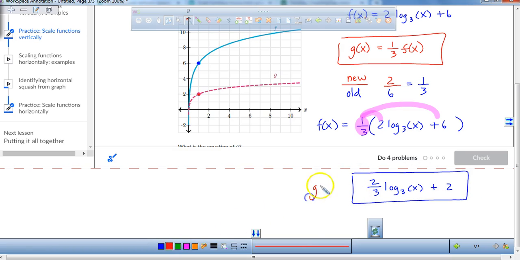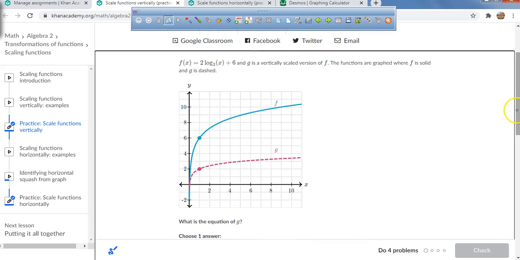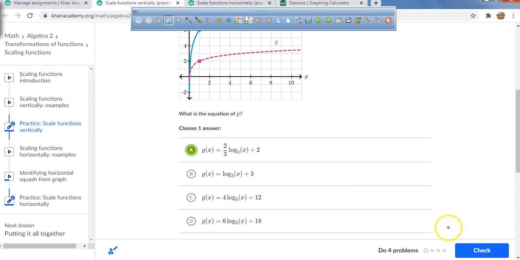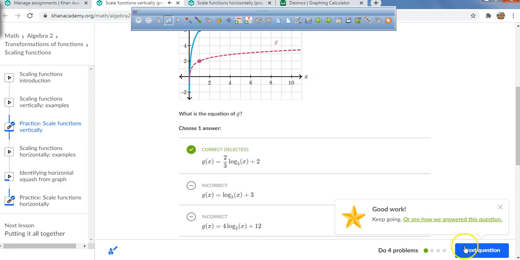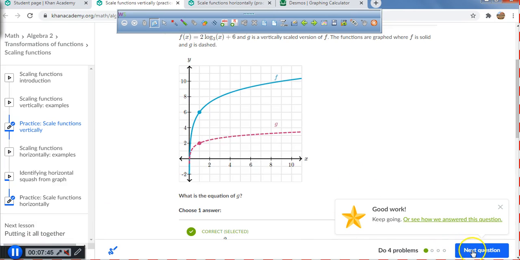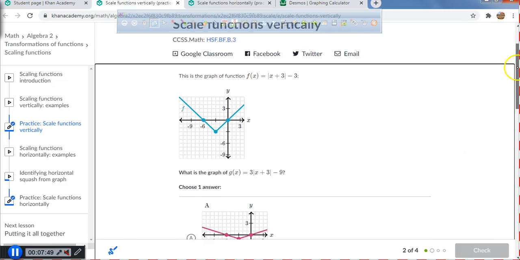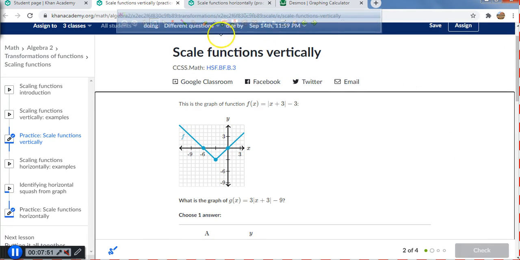So g of x, which is 1/3 of f of x, is going to be this function right here. I multiplied the scale throughout the function, and I found my new function. So 2/3 log, oh, it looks like it's a. Boom. All right. Let's go and do one more, and then we'll start working on scaling things horizontally.